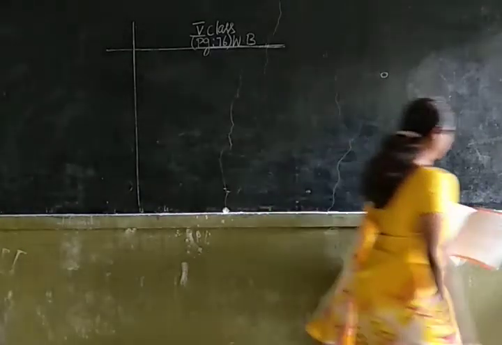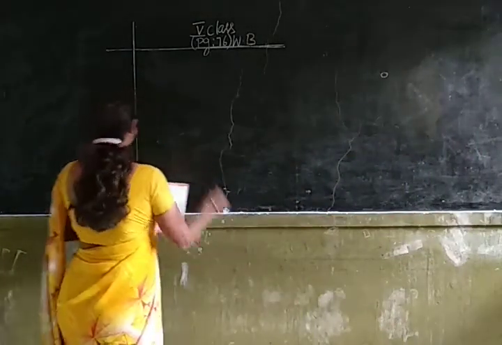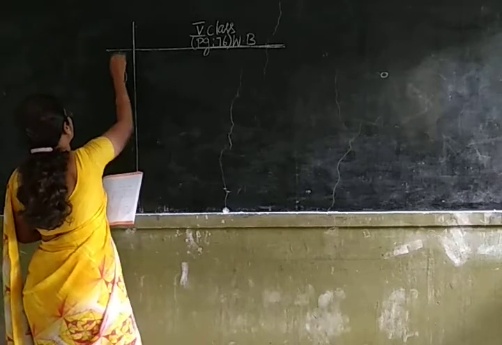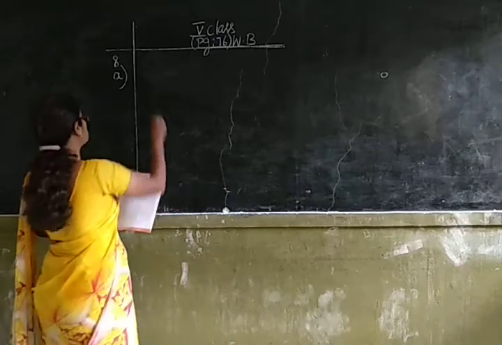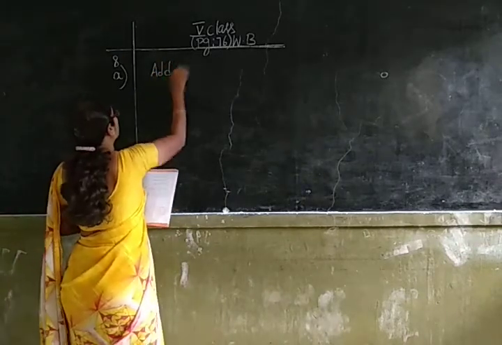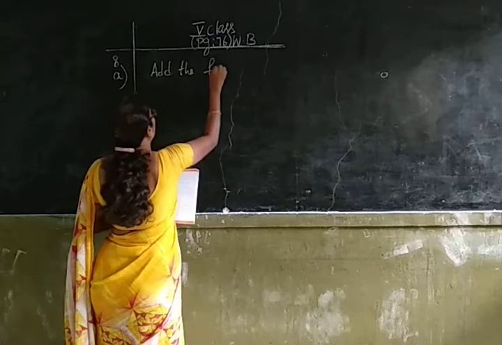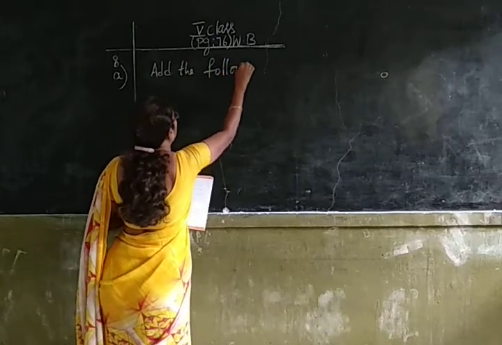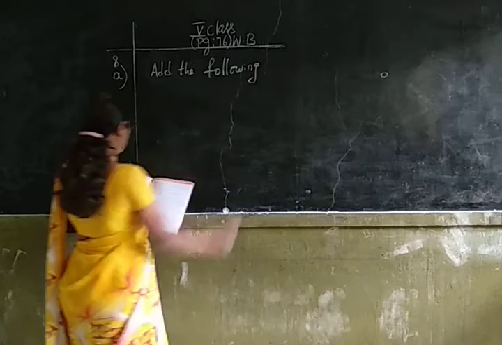Add the following decimals. Here some decimals are given. We have to add them. Let us do the A sum.